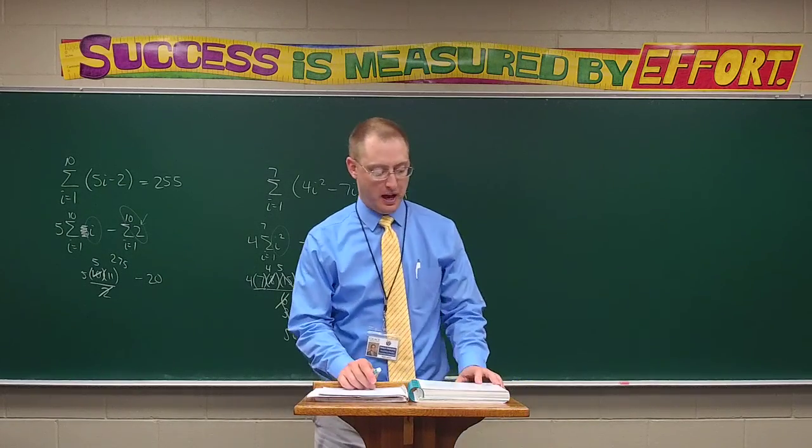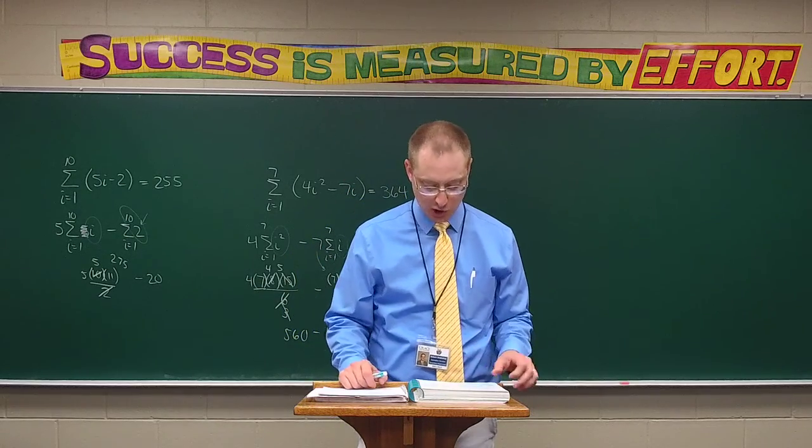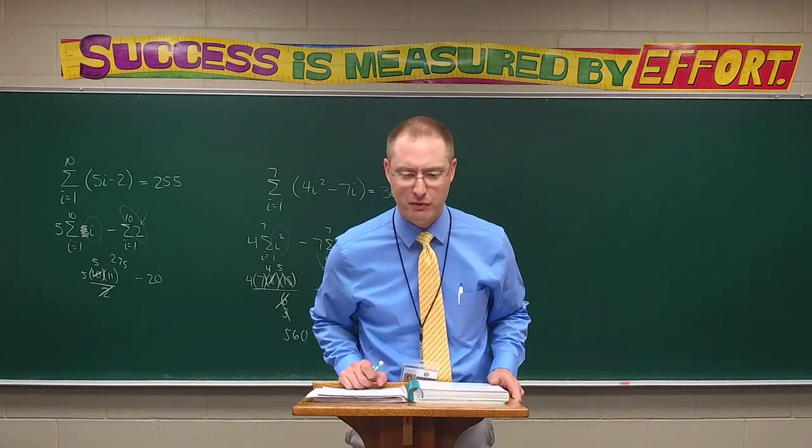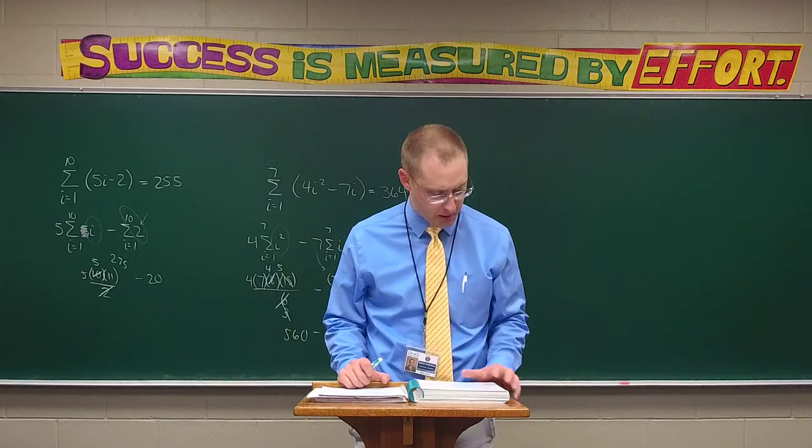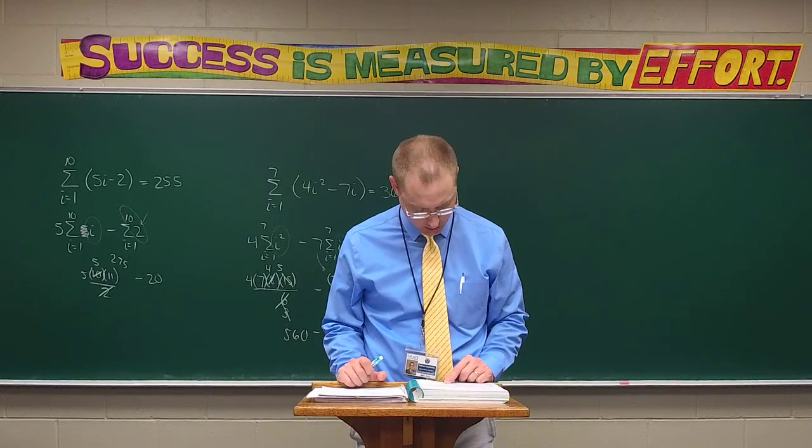184,756. Good, 184,756. Number 10, there are 25 items. I'm going to choose 5 of them. Doesn't really matter the order in which I choose them. Kendall? 53,130.